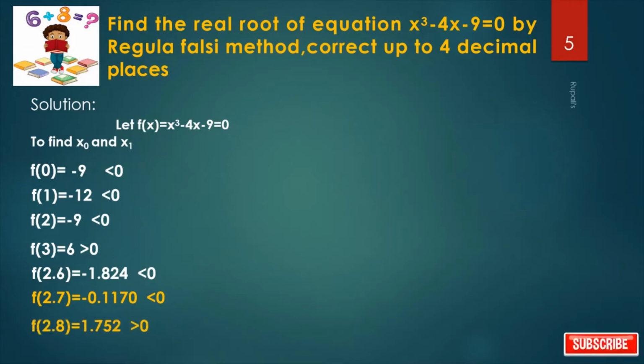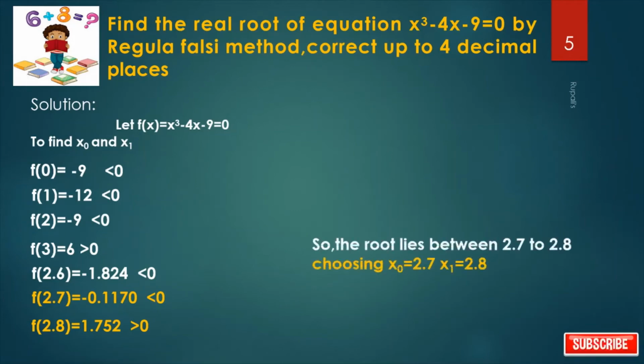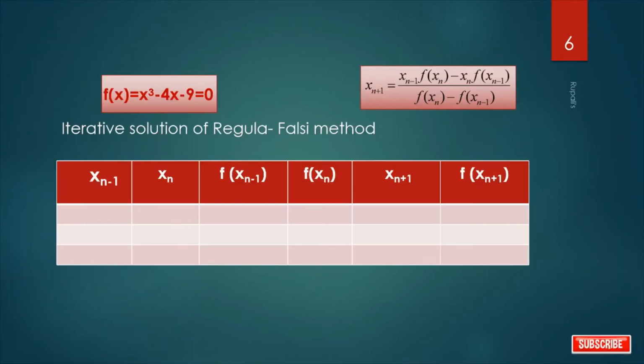So, I have to choose one point between 2.7 and 3. I am choosing 2.8 and the result is positive. So, I can say that root lies between 2.7 and 2.8. Choosing x0 as 2.7 and x1 as 2.8, I start drawing this table. In this table, there are 6 columns.